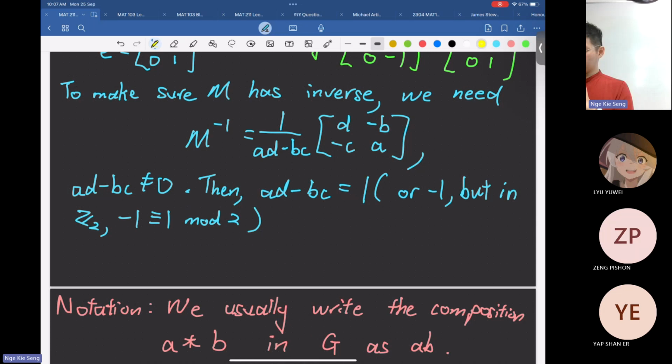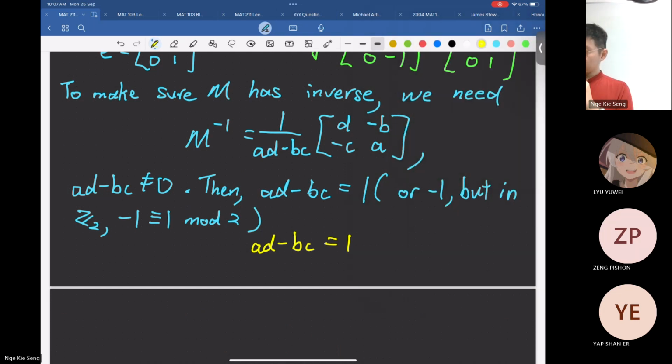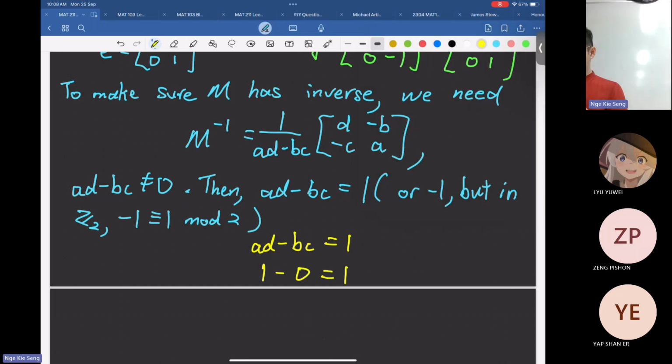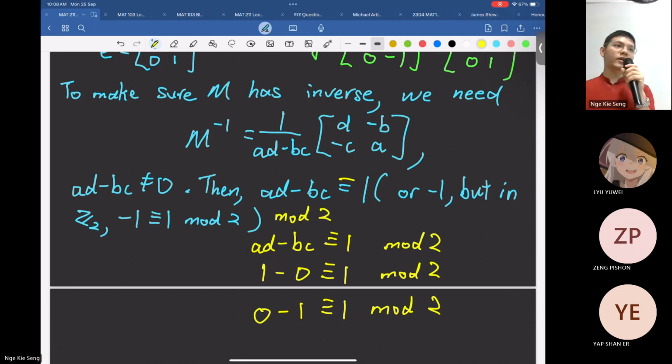What kind of possibility can you do? What can you do? How to get 1? Okay, so maybe we don't break into ADBC first. What minus what equals 1? 1 minus 0 equals 1, or 0 minus 1 equals 1. Be careful, we are in mod 2. I will write mod 2 here so you don't confuse. So there are 2 possible ways here.